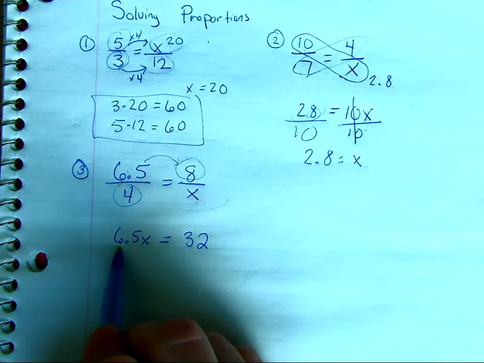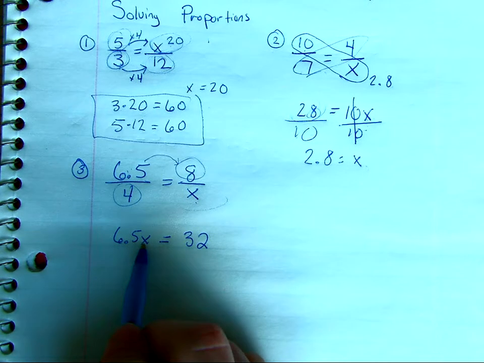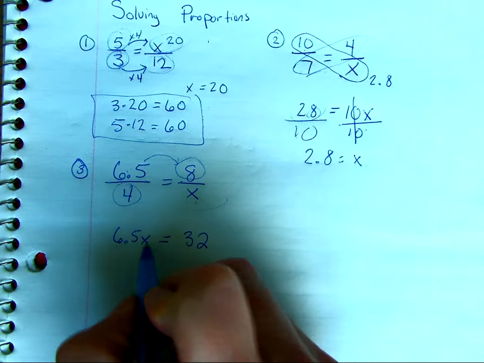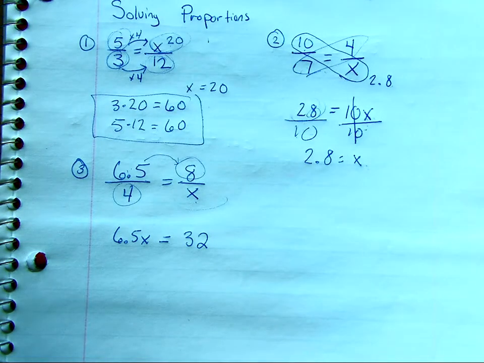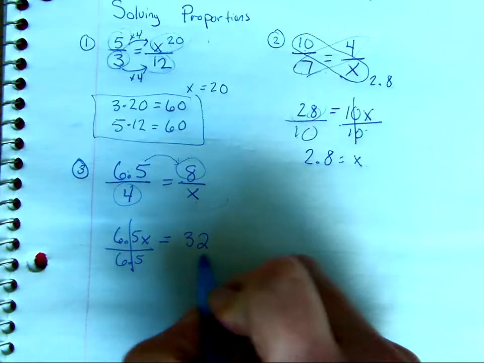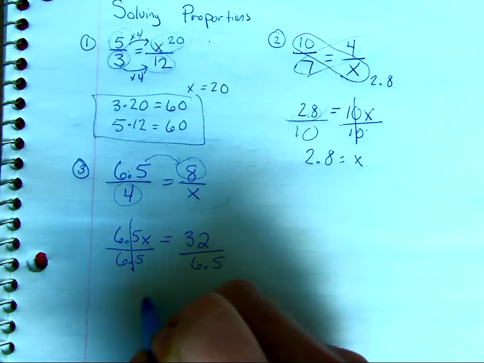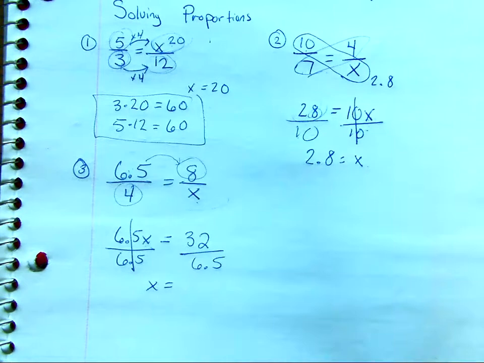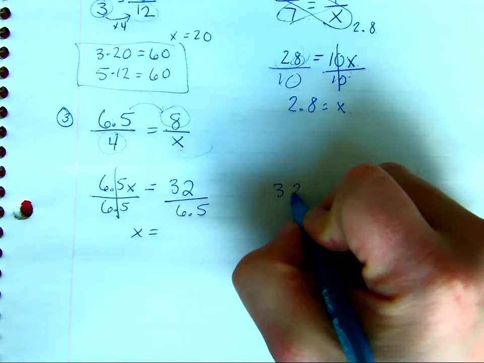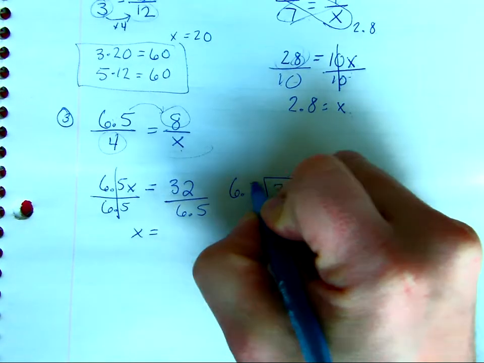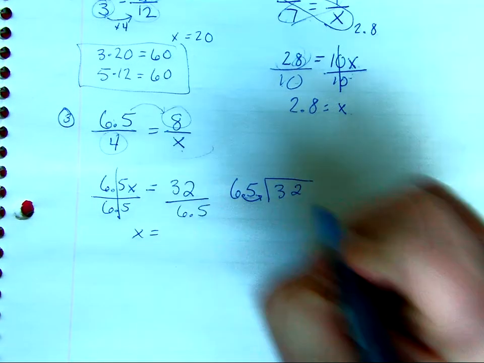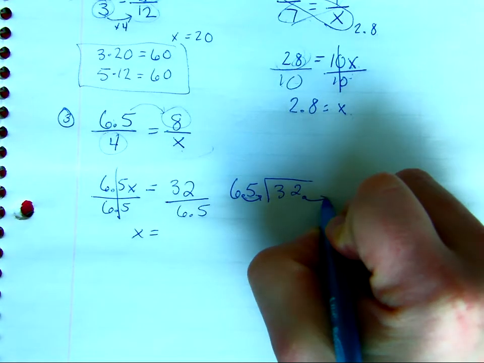And again, I don't know this one in my head. 6.5 times something gets me to 32. So since I don't know the multiplication, I can do division. So I'm going to divide both sides by 6.5. Now, x is going to equal, we're going to actually have to do this out here by hand. Okay, so he said I've got to multiply it by 10 to move the decimal over, multiply it by 10 to move the decimal over.